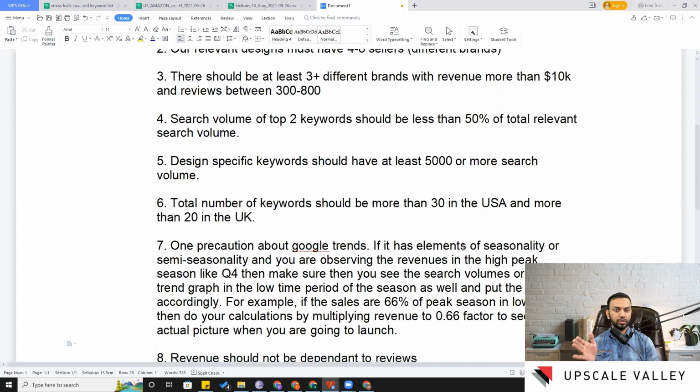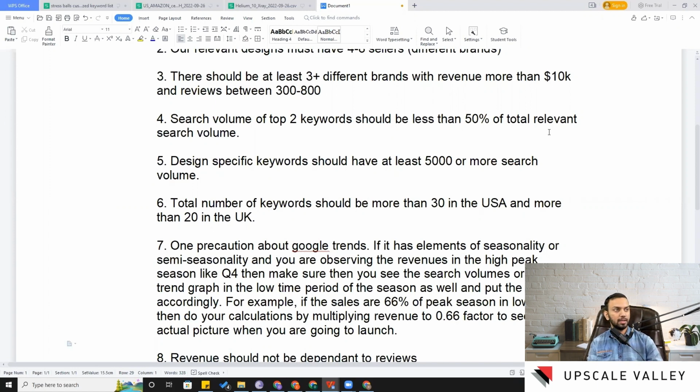But then when you launch the product, maybe in the month of April or May, you come to see that all those sellers who were earning around 10,000 are now doing not more than 7,000 or 6,000. So that's going to put a fallacy or an error in your estimation and in your analysis.